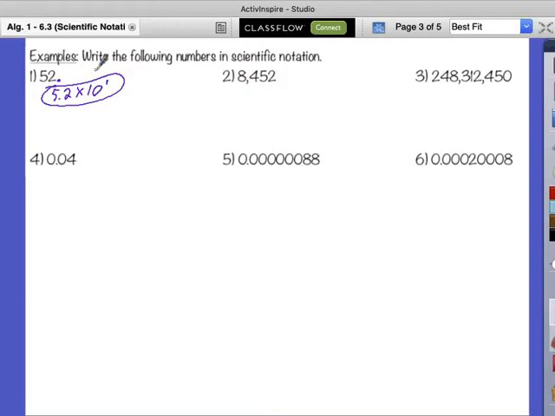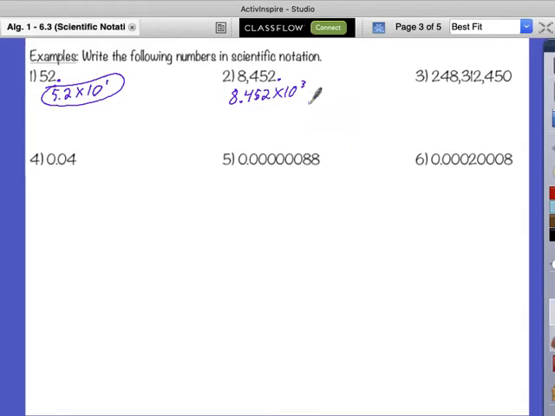On example 2, anybody have an idea of what we have here? Okay, go ahead, Dylan. 8.452 times 10 to the third. I agree. We want to move the decimal here so that it's only one number in front of it. And Levi said, how many spots did I move it? 1, 2, 3. So how many spots would I have to move this back? 1, 2, 3. So 10 to the third.